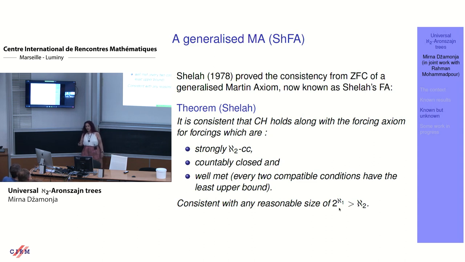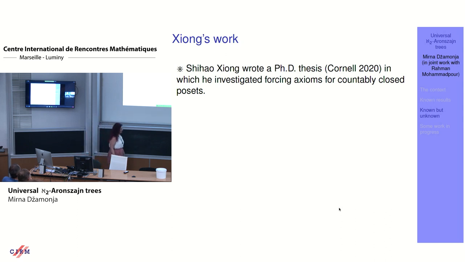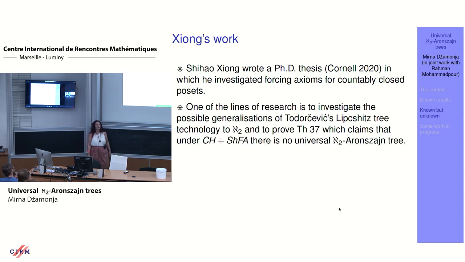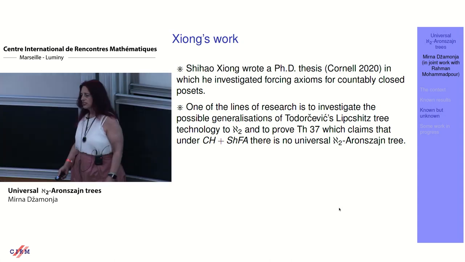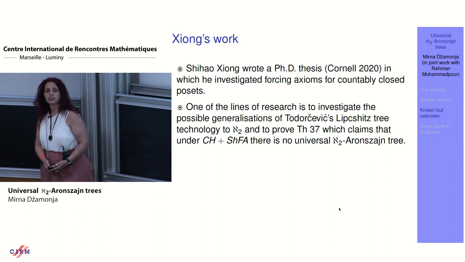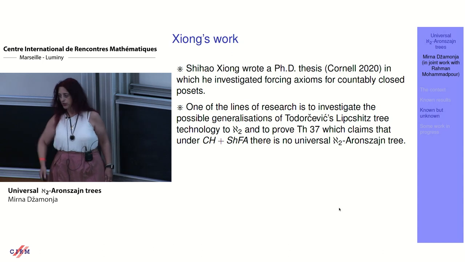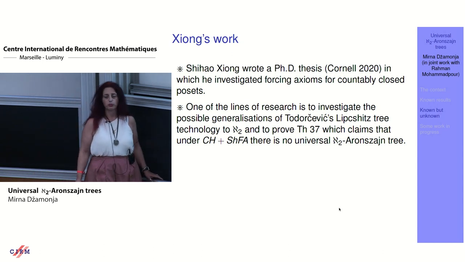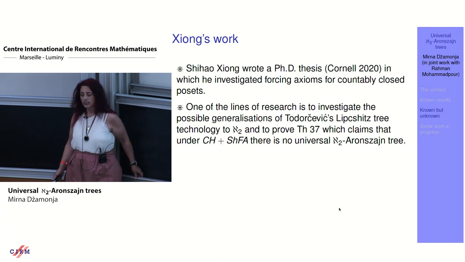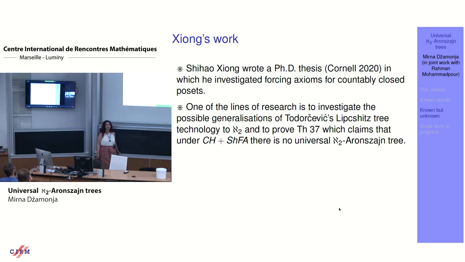So I've mentioned this axiom because there is work available due to Xiao Jiang, who wrote a PhD thesis at Cornell in 2020. He investigated various forcing axioms, mostly this Shelah forcing axiom, for countably closed posets. One of the lines of research that he took is to investigate possible generalizations of Todorcevic's Lipschitz tree technology to ℵ2. And he attempted to prove a theorem which claims that under CH plus this Shelah forcing axiom, there is no universal ℵ2-Aronszajn tree.